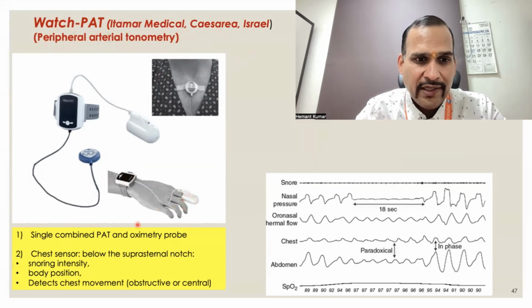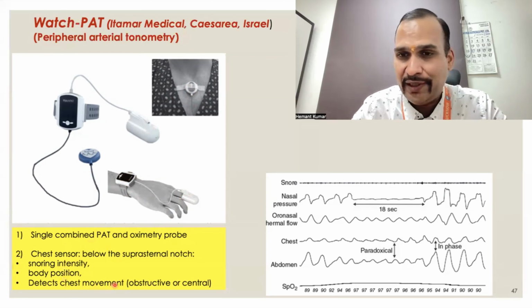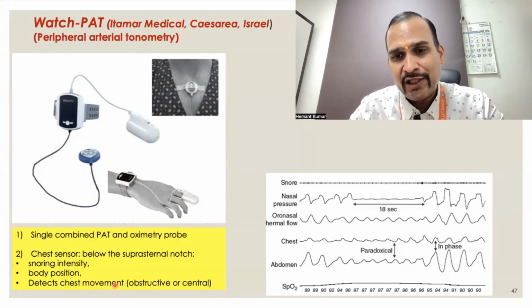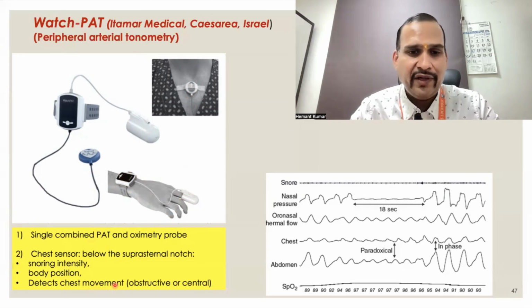Okay, so this is PAT. This is called a PAT machine, a single PAT machine with an oximeter probe. Another sensor is this one, the chest sensor. This is the chest sensor, based on the suprasternal notch. Okay, so it will tell about snoring, body position, and detect chest movement. By detecting chest movement, it will tell whether apnea is central or obstructive.